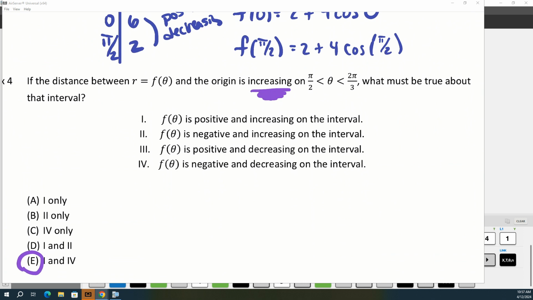It should be for increasing, positive increasing, or negative decreasing. So there's lots of ways that you can be tested on just knowing the rule and not actually doing the work. All right, what questions do you guys have?